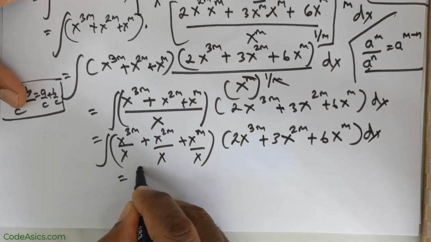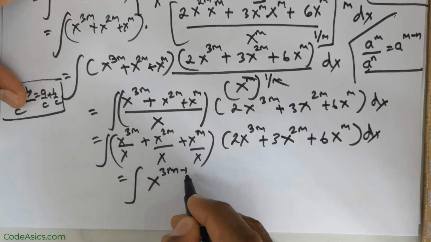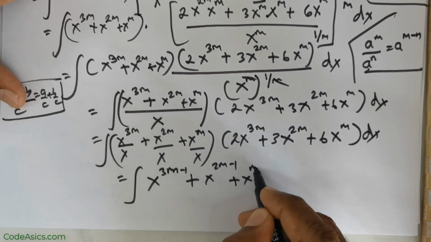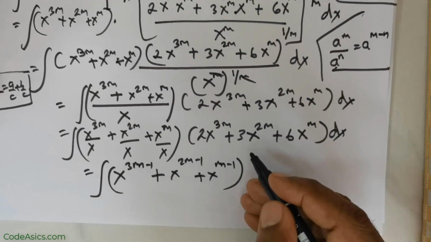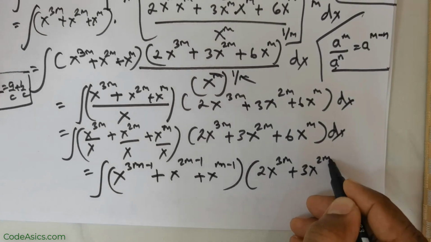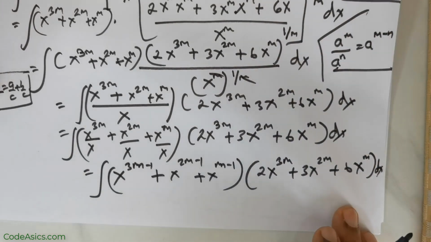So in that case this is going to be the integral of x raised to the power of 3m minus 1 plus x raised to the power of 2m minus 1 plus x raised to the power of m minus 1, times 2 times x raised to the power of 3m plus 3 times x raised to the power of 2m plus 6 times x raised to the power of m, times dx. So this is what you've got.